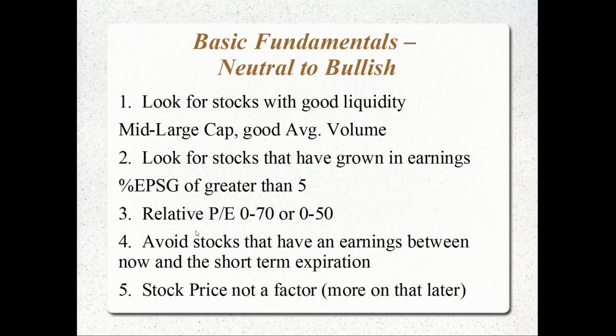So what do we typically look for fundamentally on a stock that we want to be neutral to bullish, that we think might grow or at least be stable for the next 10 days, 20 days, or even 30 to 40 days out in time? Well, we want to look for stocks with good liquidity. We want to look for mid to large cap stocks, and we want to see a good average volume on the position. I don't really want any fly-by-night companies.